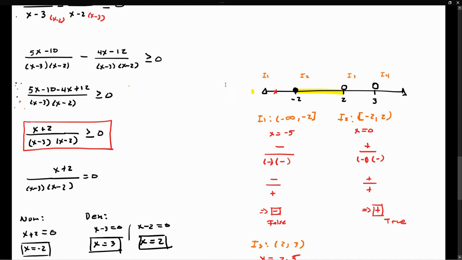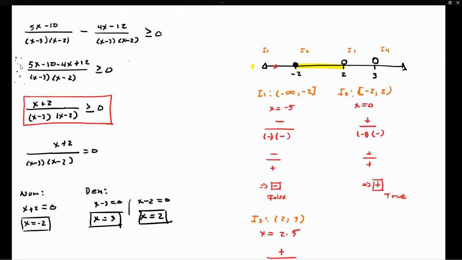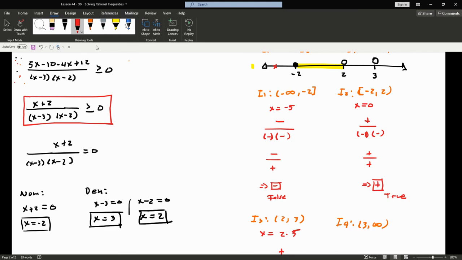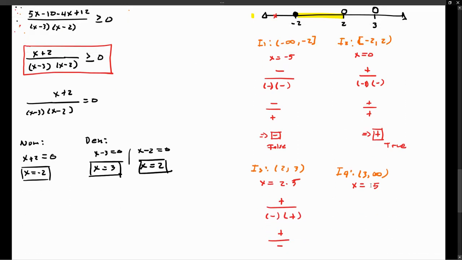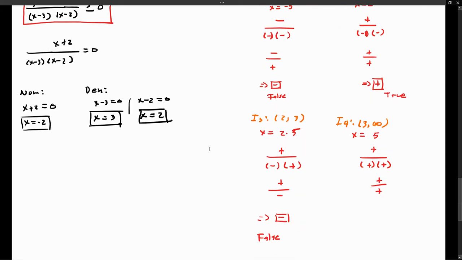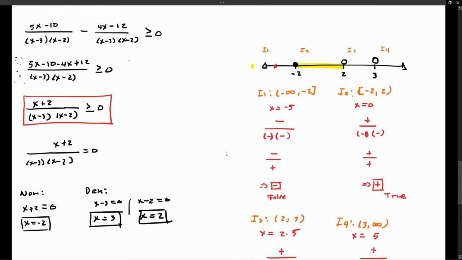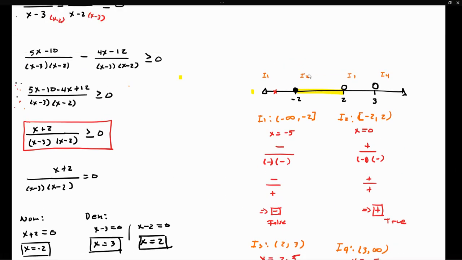And the last interval is from 3 to +infinity. So let's just test that. Let's choose a value of x. For that, let me just choose 5, and let's see what happens. If I plug 5 into the top, that's definitely a positive value. Plug in 5 on the first parenthesis, that is definitely a positive value. Plug in 5 on the second parenthesis, that's definitely a positive value. Positive divided by positive is a positive statement. So therefore, this is true. And if it's true, then I want to make it part of my solution interval. So from 3 to +infinity is part of my solution interval.